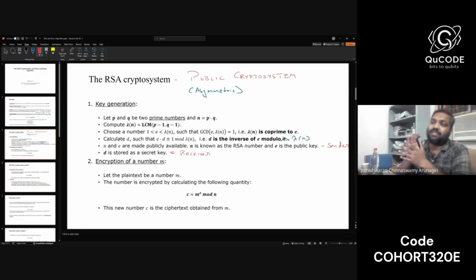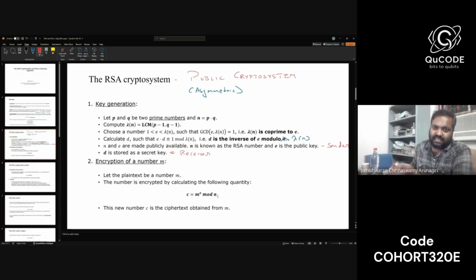Okay. Now, how is the encryption done? Let the plain text be some number m. Let us assume that the message being sent is a number. Typically, any message can be mapped onto a number, so that's a very valid assumption. The number is encrypted by calculating C is equal to m to the power E mod n. N is publicly known, E is publicly known. So they just compute m to the power E mod n, and this C is the cipher text obtained from m.